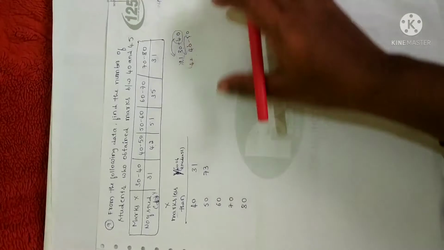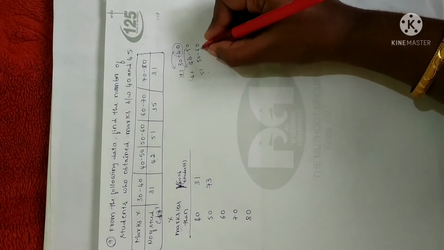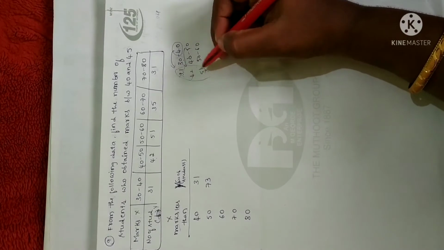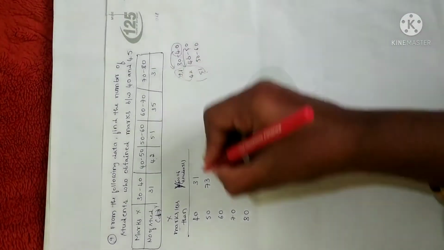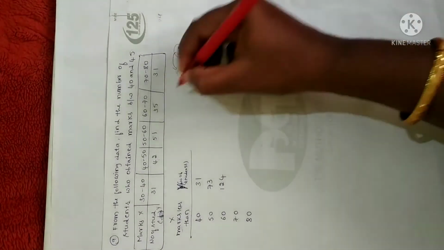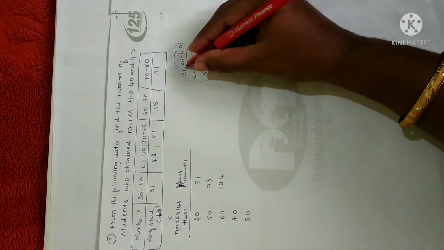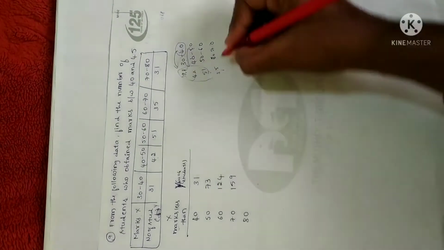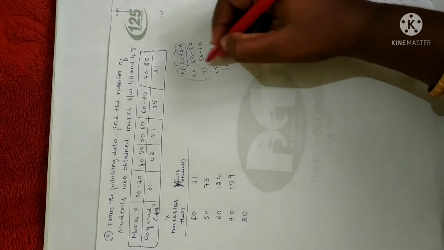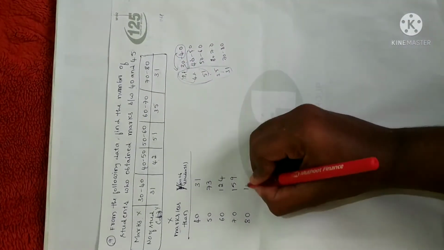Similarly, marks less than 60. See here, 50 to 60, how many members are there? 51 members. Marks less than 60 also includes those less than 50 and less than 30, so you have to add all three values: 51 plus 42 plus 31, which is 124. Next, marks less than 70. For 60 to 70 there are 35 members, so add all these values and you get 159. Next, marks less than 80. For 70 to 80 there are 31 members. Adding all these values, you get 190.